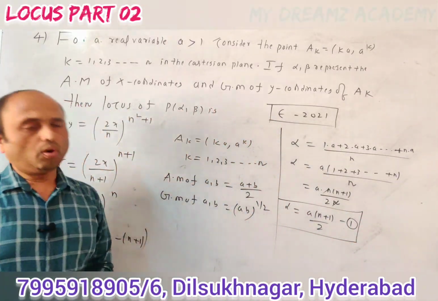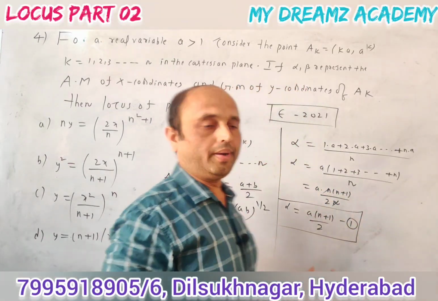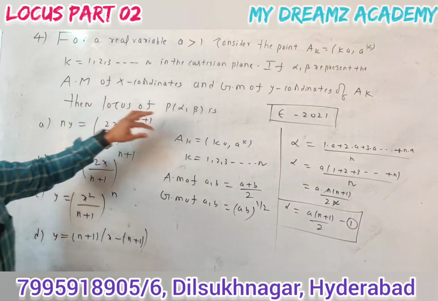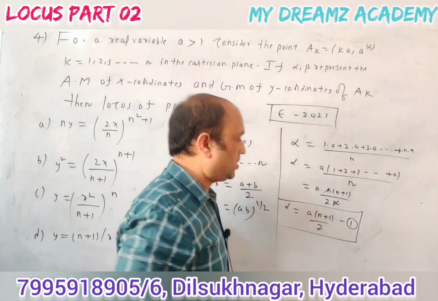So finally we want to find the locus of (alpha, beta). This is the first condition, and the second condition is what? Beta represents the geometrical mean of the y coordinates.